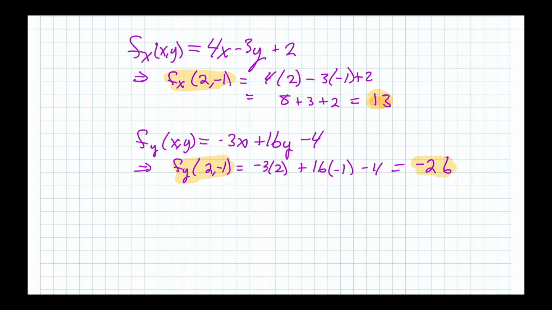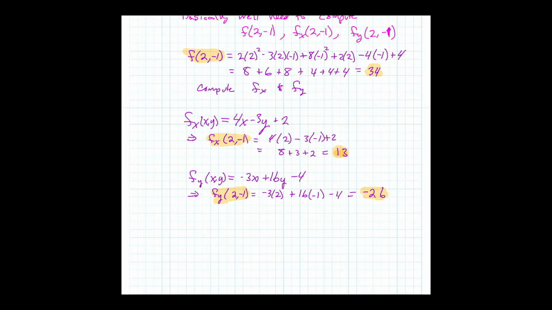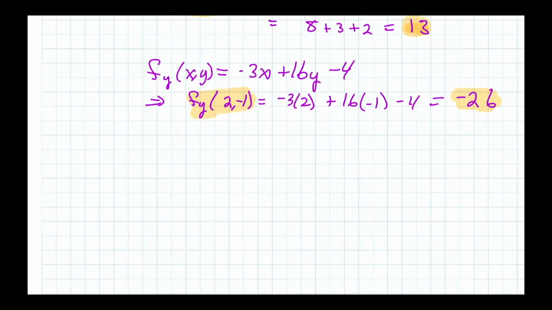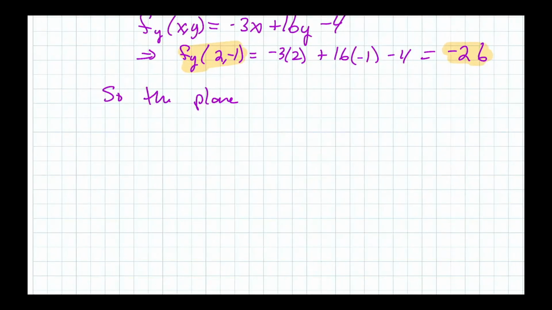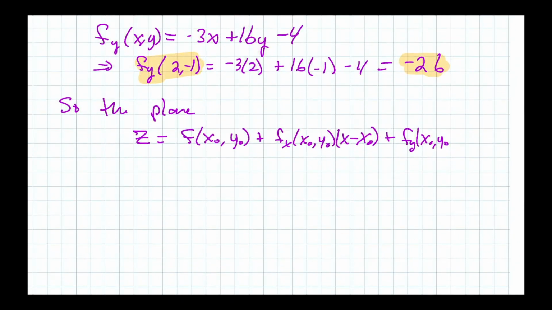Okay, so we have our pieces here, the 34, the 13, and the negative 26. That's everything you need for your equation of the plane. So the plane now is going to be, well, let's write the formula. I'll just write it instead of copy pasting it. It was z equals f of x0, y0 plus fx of x0, y0 times x minus x0 plus fy of x0, y0 times y minus y0. Okay, so we just plug in our numbers.